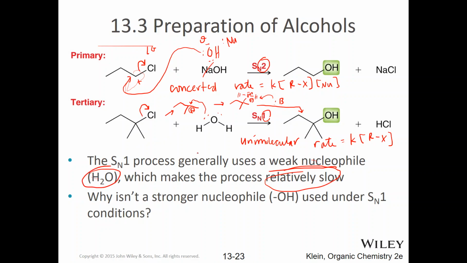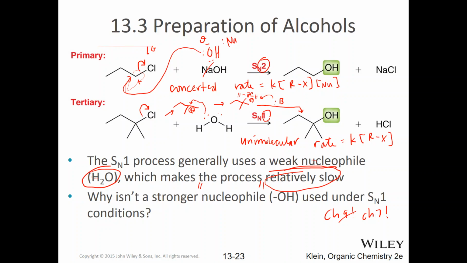All right? So why isn't a stronger nucleophile, such as hydroxide, used under Sn1 conditions? Oh, wait, that's Chapter 7. Consider going back and looking at that. Look at the section on nucleophiles in Chapter 7. There's a whole set of paragraphs within a section on nucleophiles there. Go back and look at that. Why isn't a stronger nucleophile used under Sn1 conditions?